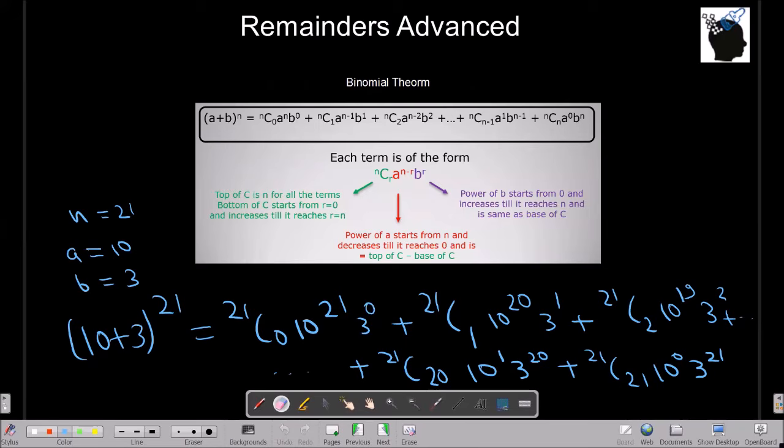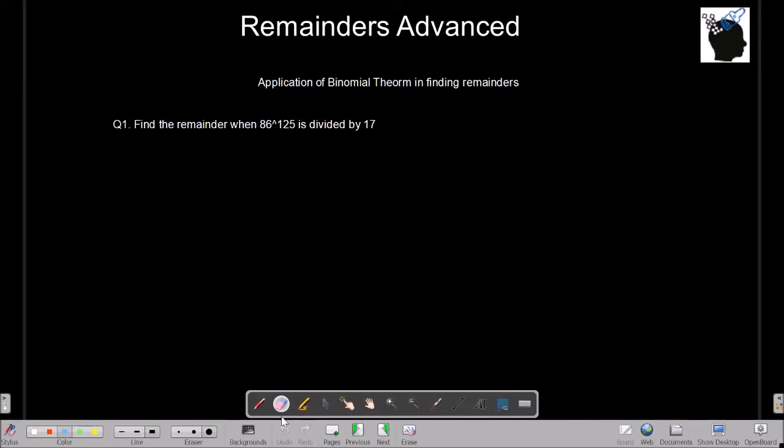Now let's try to use this formula to find remainder in one of the problems. You have to find the remainder when 86 raised to 125 is divided by 17. You might be wondering how exactly you are going to break 86 into two terms. The idea is to break 86 into two terms such that one term is a multiple of 17 and is very close to 86. So I can break it as 85 plus 1, and the other term has to be a very small number. Now let's use binomial theorem and expand this.